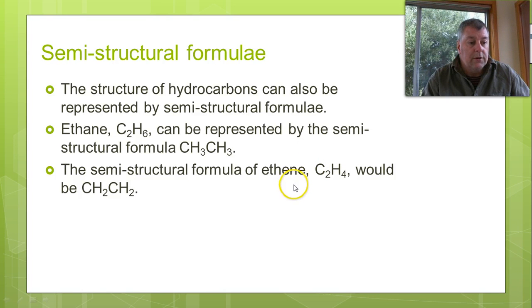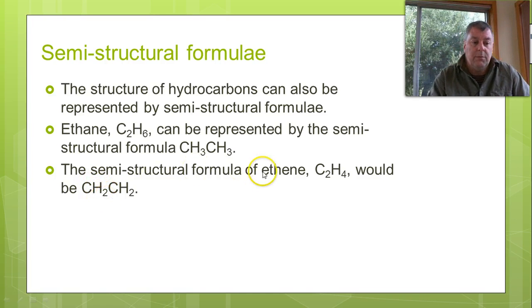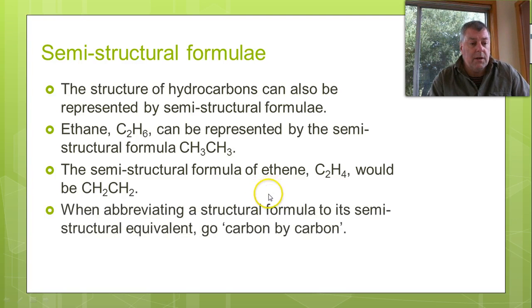And so the semi-structural formula for ethene, which has a double bond there, is very similar, but you go CH2 and CH2, and you've got to recognize that there's a double bond in there. That's the tricky part in these semi-structural formulas, is recognizing that each carbon needs to have 4 bonds. So if you have a bond with a carbon and only 2 hydrogens, there must be another bond between the carbons, because that's the only other explanation. So that's the tricky part of it.